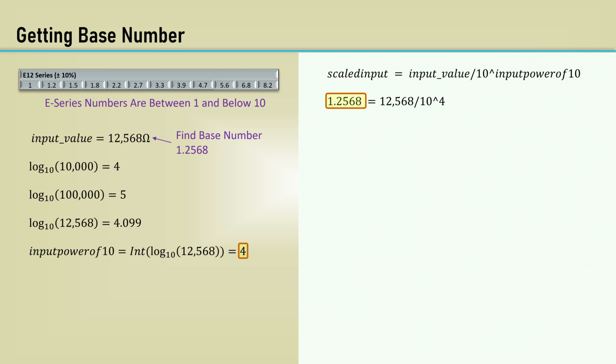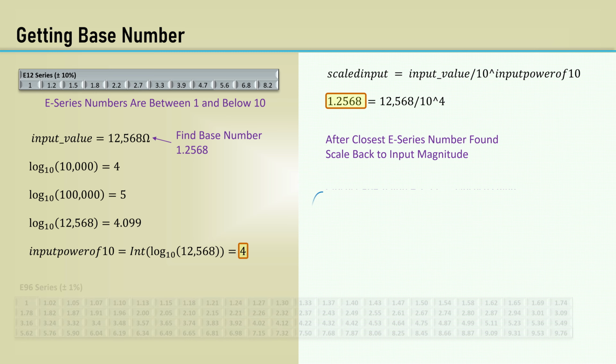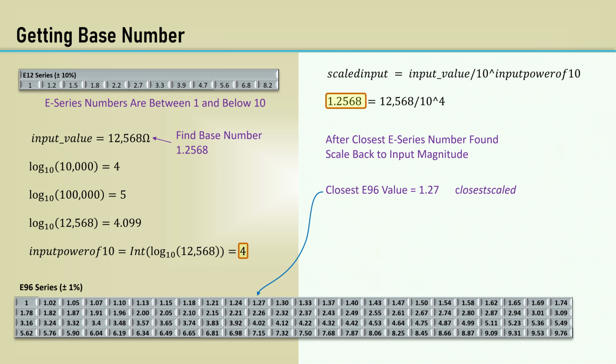1.2568. After the closest E-series number is found, we need to scale it back to the original input magnitude. The closest E-series value to 1.2568 is 1.27. We will then set the function return value equal to the closest scaled value times 10 raised to the power of the input power of 10. 1.27 times 10 to the fourth is 12,700.